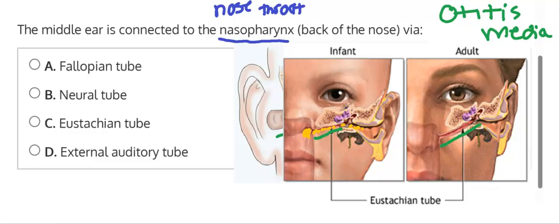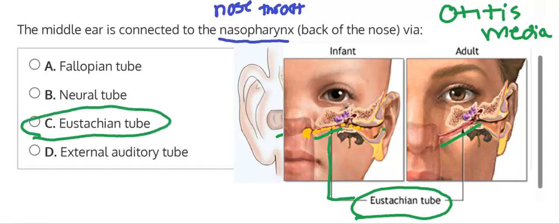And this tube is the interconnection. It's called the eustachian tube, which we can see here. And therefore, this structure, the eustachian tube, connects the ear to the nasopharynx, because all this mucus buildup in the nasopharynx, how's it getting to the ear? From the eustachian tube. And therefore, this question, the middle ear is connected to the nasopharynx via what? It's via the eustachian tube.